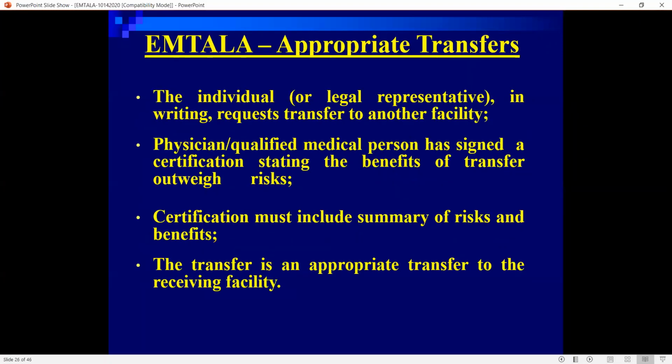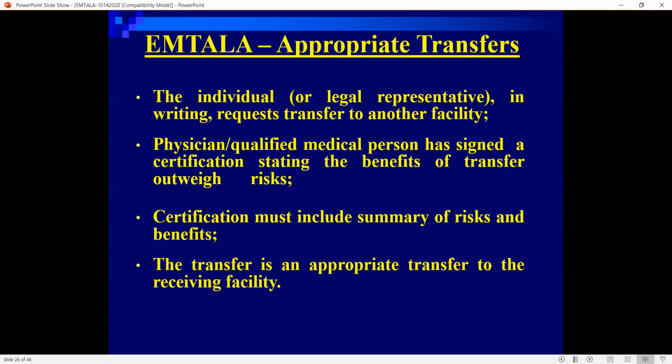The individual in writing requests a transfer to another facility, the physician has signed off on the transfer, the certification that everyone signs off on includes an outline of the risks and benefits, and there is a transfer to an appropriate receiving facility. So if there's a desire to risk it and move the patient, then these 4 categories must be completed, and the emergency room physician would do well in confirming that these 4 things are documented within the medical record and contained in the memorandum of transfer, where you'd want to double check that these 4 things are on there.